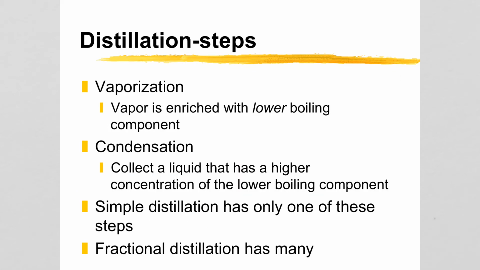Okay, really briefly, as they noted in the MIT video, the steps of distillation: first you have the vaporization that occurs, and that is enriched with the lower boiling component of the mixture, and then you have a condensation step that allows you to collect the liquid that has a higher concentration of that lower boiling component. Now, we'll see that simple distillation has only one of these vaporization condensation steps, and therefore isn't as efficient at separating a mixture as fractional distillation is because it has many of those steps.